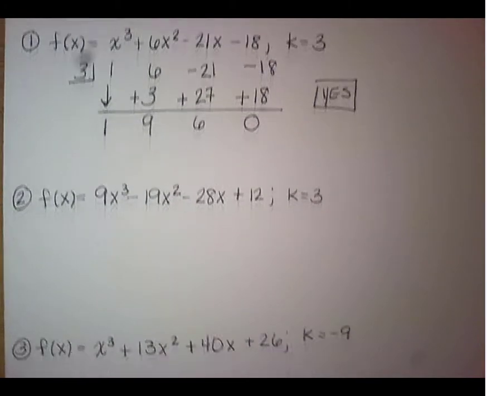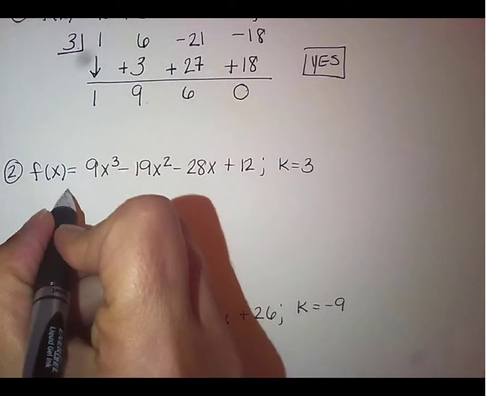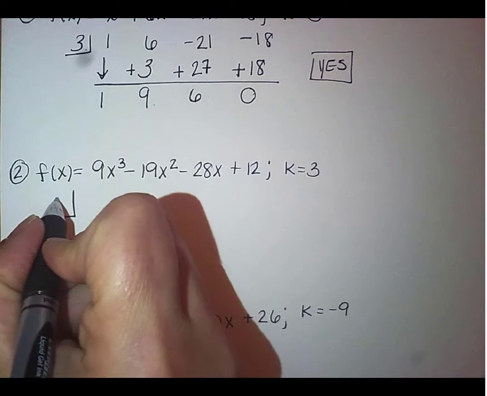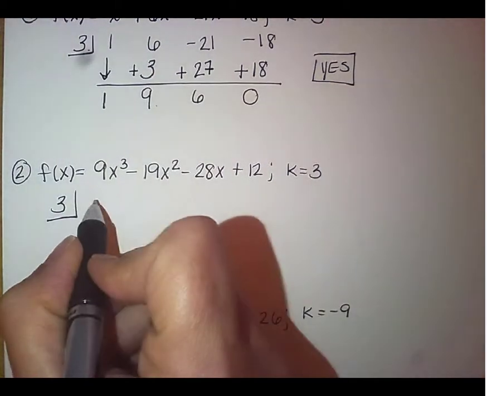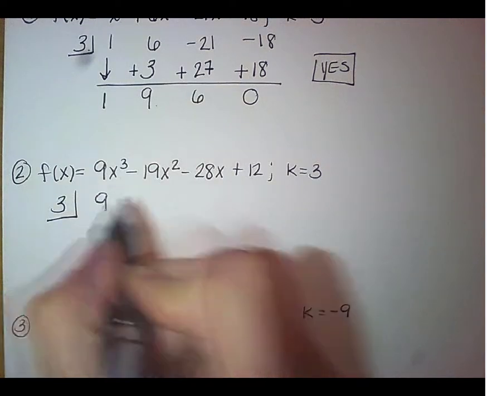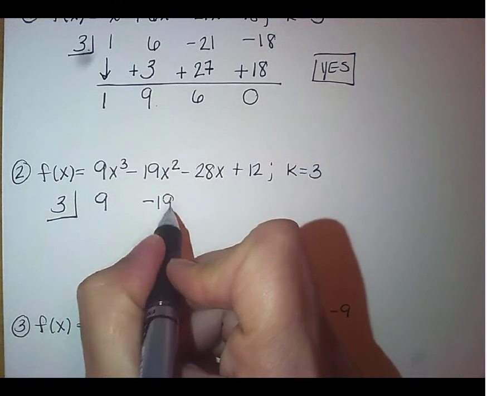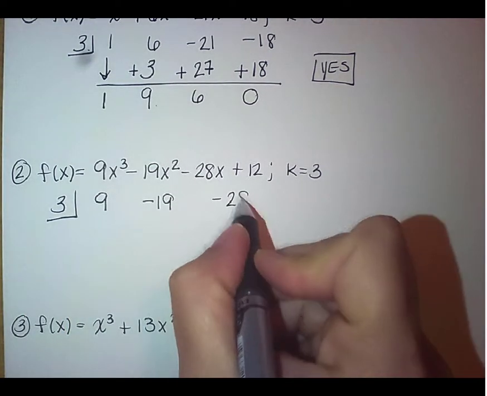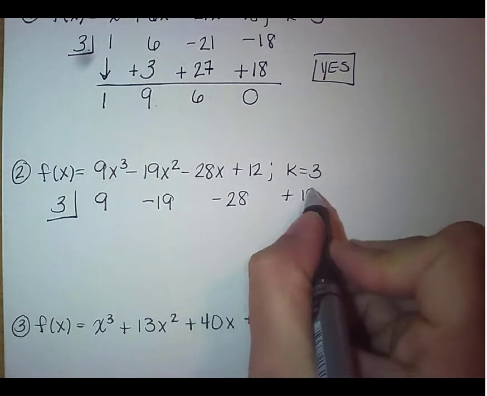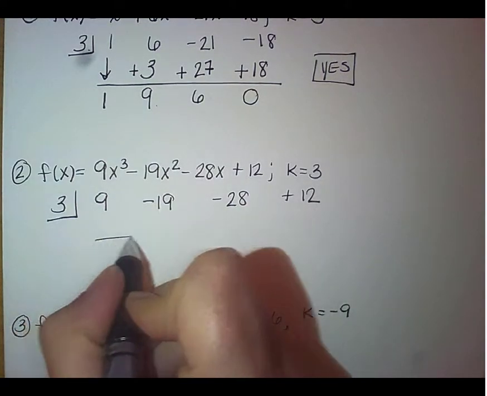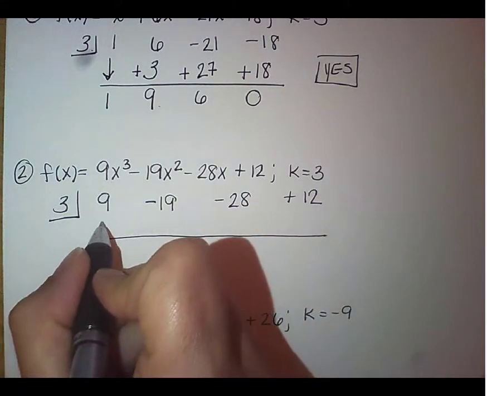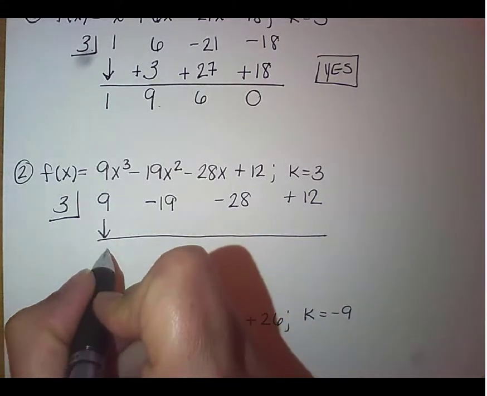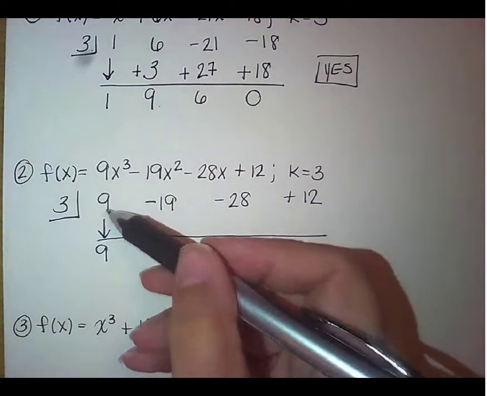Alright, let's try it with the next one. Again, we put our k in the corner, which happens to be 3. It's just a coincidence here. Across the top, we put our coefficients: 9, negative 19, negative 28, and a positive 12. Give yourself a little bit of room and put a line. Again, always drop your first term directly down.